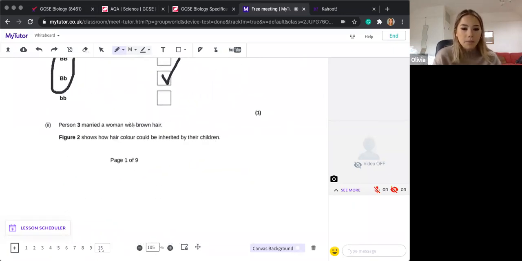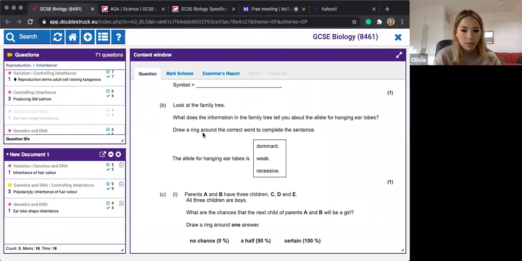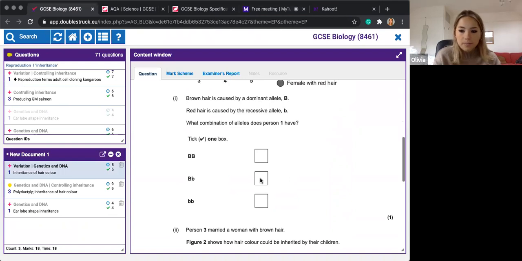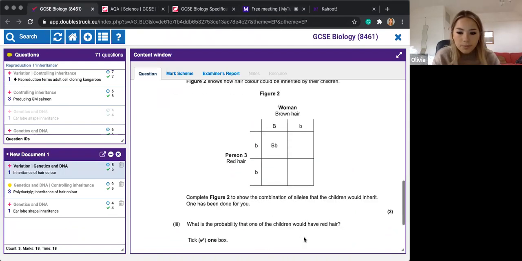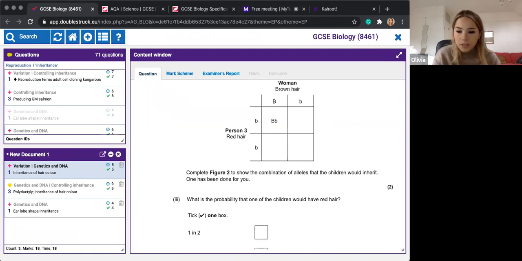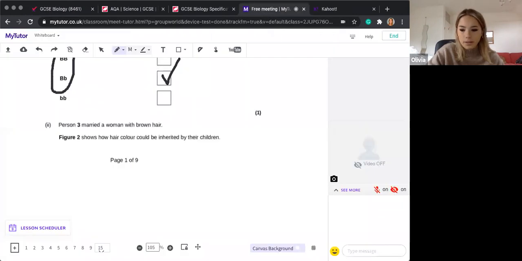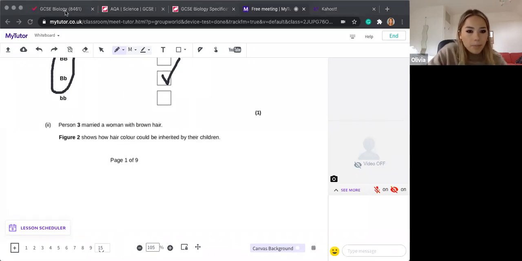Person 3 married a woman with brown hair. Figure 2 shows how brown hair. I've cut off the rest of this question. Let's go to this and copy it over. Where was it? Just screenshot that and put it on 1 second. It's not letting me. Let's have a look at it on here. Won't let me paste it over.